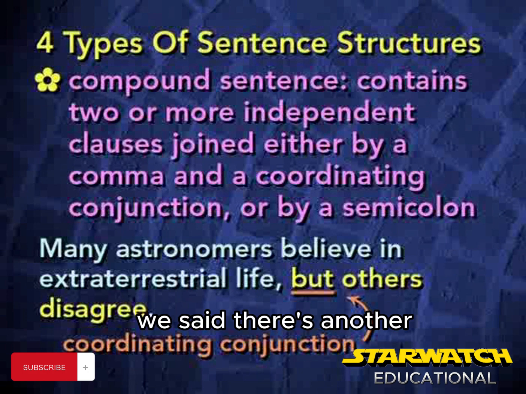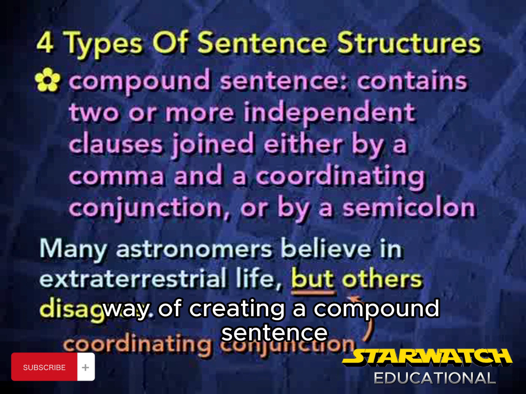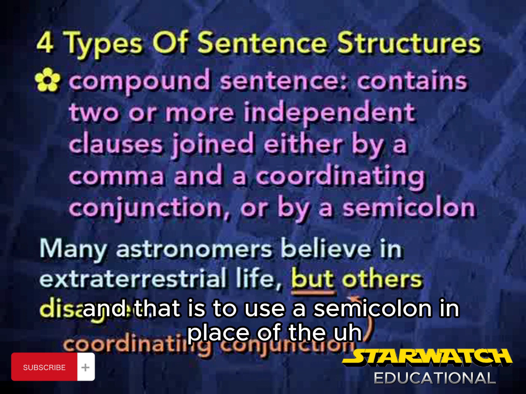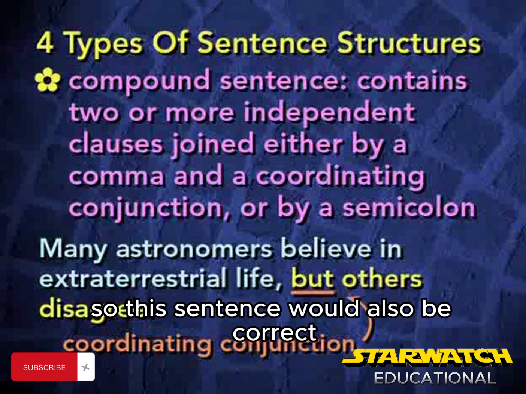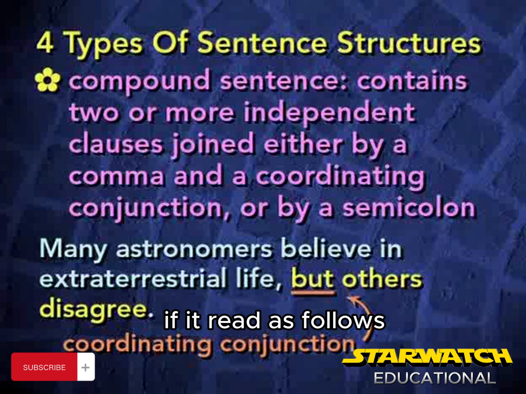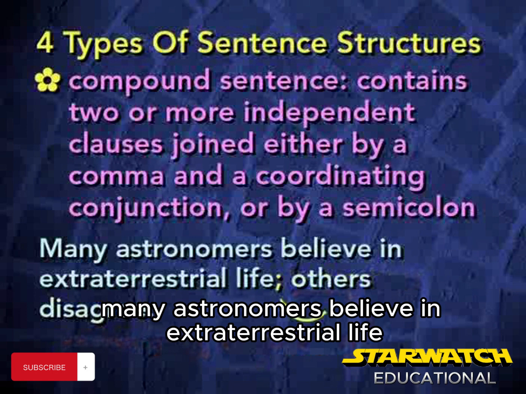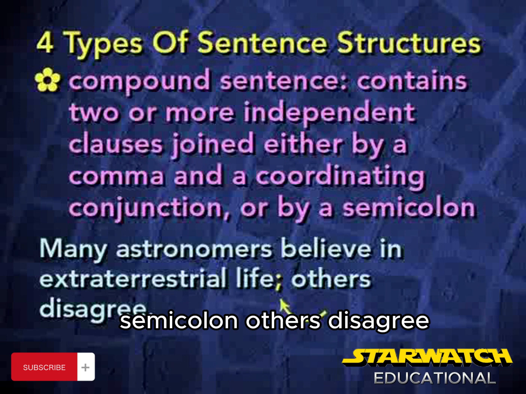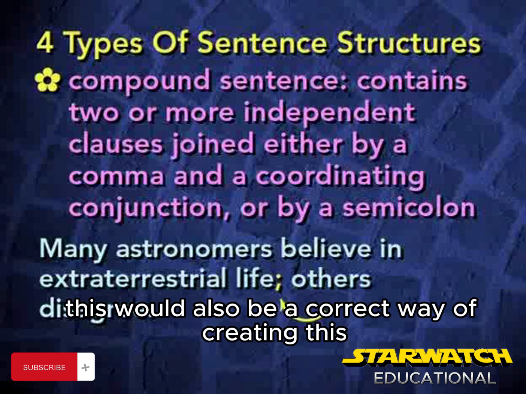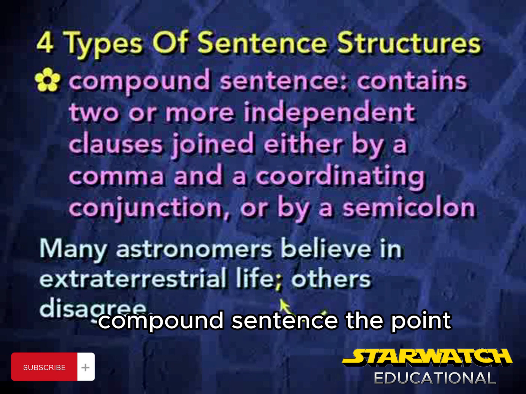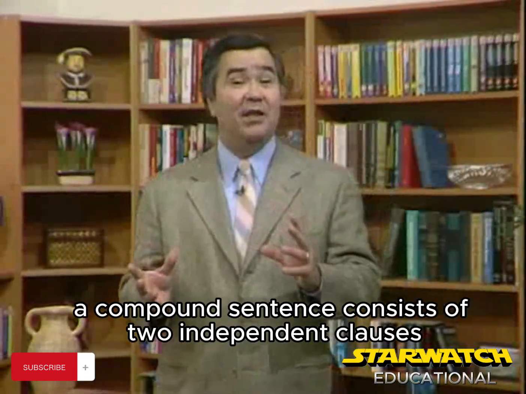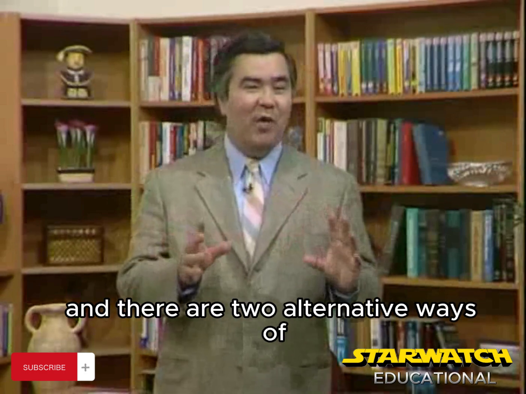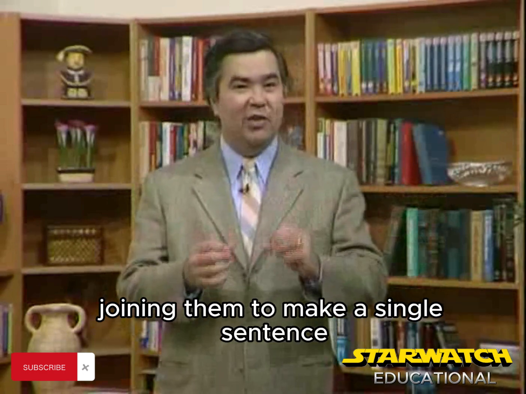Now remember, we said there's another way of creating a compound sentence, and that is to use a semicolon in place of the comma and the coordinating conjunction. So this sentence would also be correct if it read as follows. "Many astronomers believe in extraterrestrial life; others disagree." This would also be a correct way of creating this compound sentence. The point: a compound sentence consists of two independent clauses, and there are two alternative ways of joining them to make a single sentence.